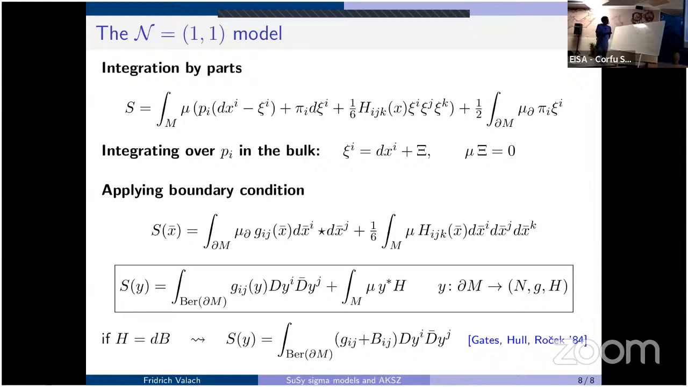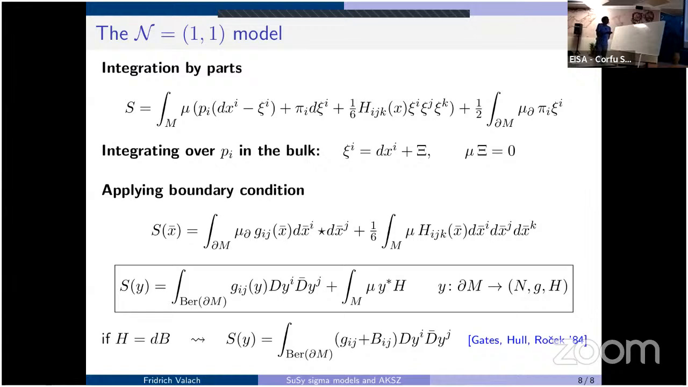So once you adopt this thing, then this xi, even though it's present, will drop out everywhere because basically it pairs to zero with this mu. So we can safely ignore it, fortunately. And then what is left is that you get rid of this term, and you have the bulk term and this boundary term where you use the boundary condition. And in this way, you get an expression of this form.